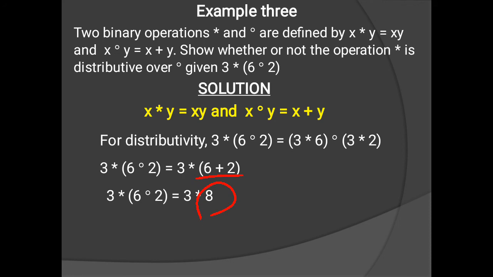8. So now we have 3 operation 8. So we now solve using 3 operation 8. So now this operation is what? The star. So we refer to the star, which says xy. So first one times second one. So 3 operation 8 should be first one, which is 3, times second one, which is 8. So 3 times 8. 3 operation 8 is 3 times 8.